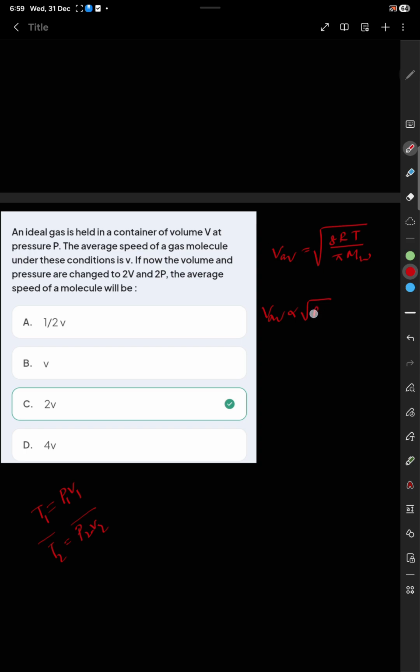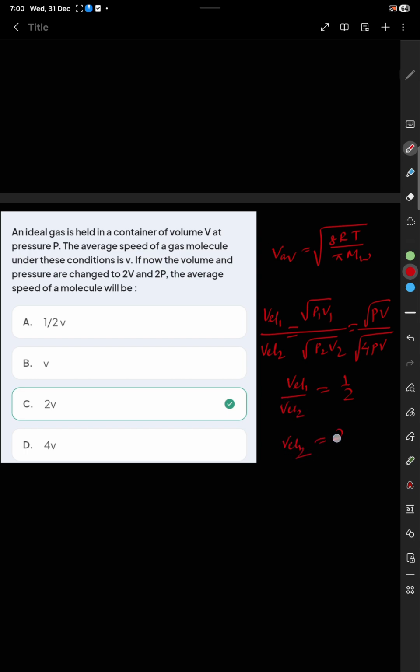So in this place you may write velocity 1 by velocity 2, and this is P2 V2. Just put an equal to sign. P1 is P and V1 is V, so this is PV, and P2 is 2P and volume is 2V, that is 4PV. So your answer is coming 1 by 2 for velocity 1 by velocity 2. So velocity 2 is coming 2 into velocity 1.